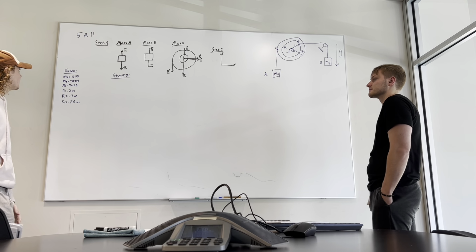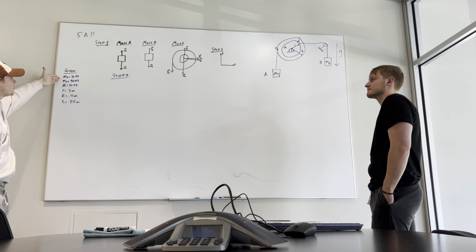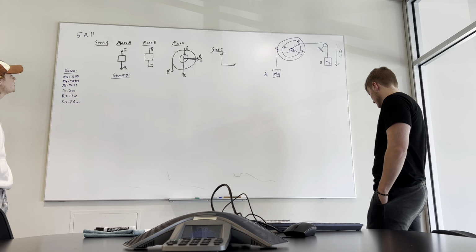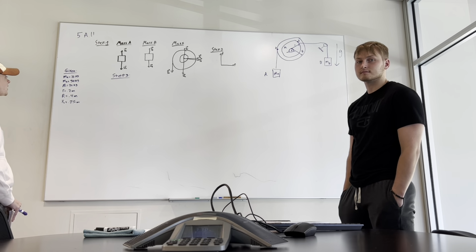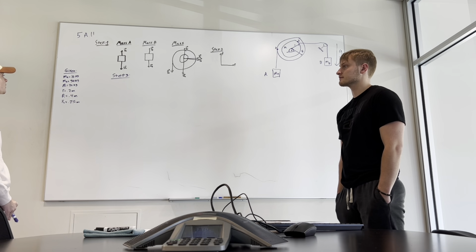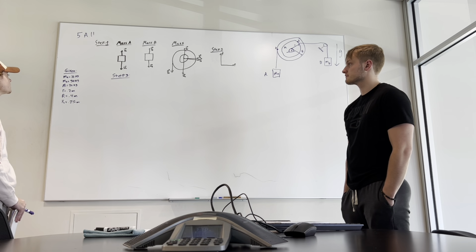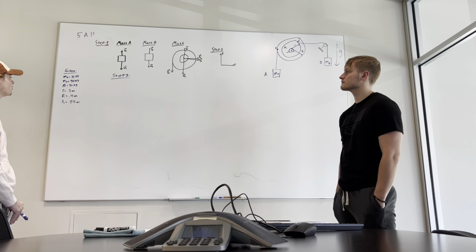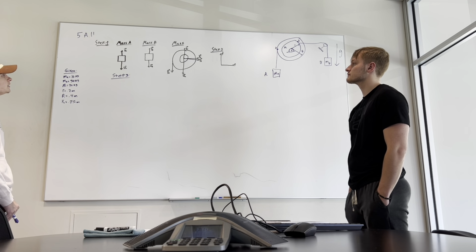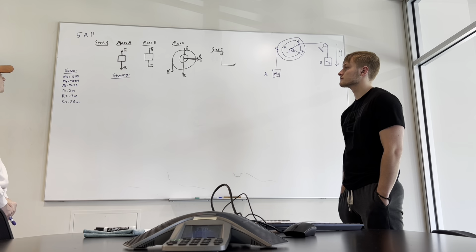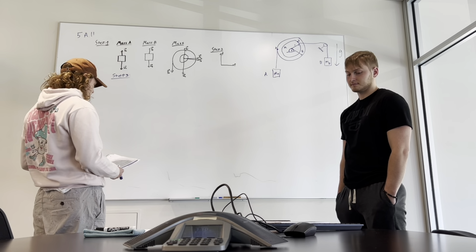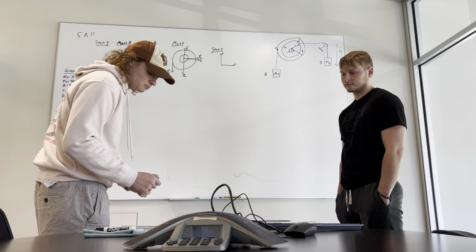So we're listing the givens. Mass A is 10 kilograms, mass B is 30 kilograms, capital M mass is 20 kilograms, the small inner radius is 0.2 meters, the outer radius is 0.4 meters, and KO is 0.25 meters. For step three of this problem, we have to list out the forces.